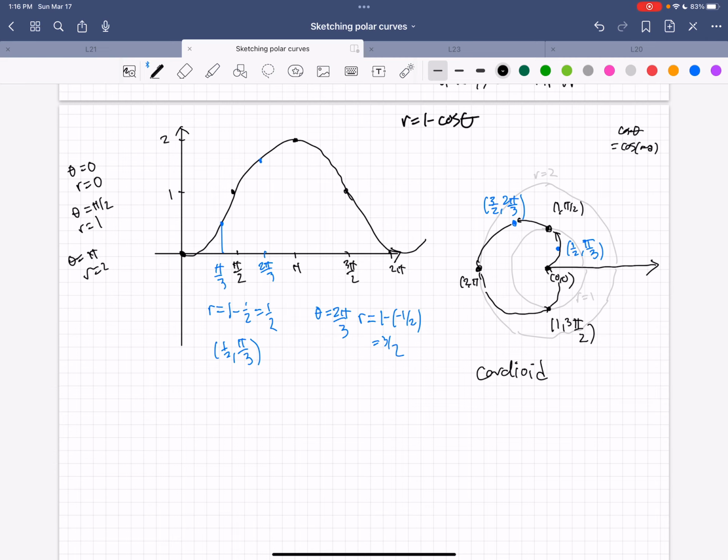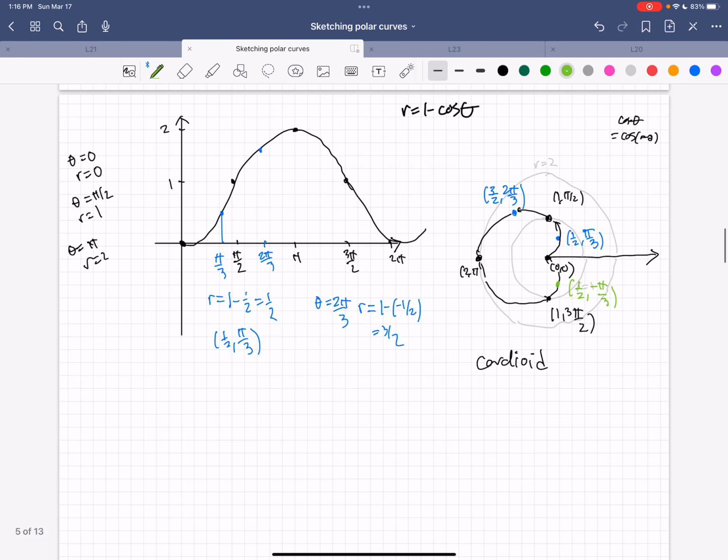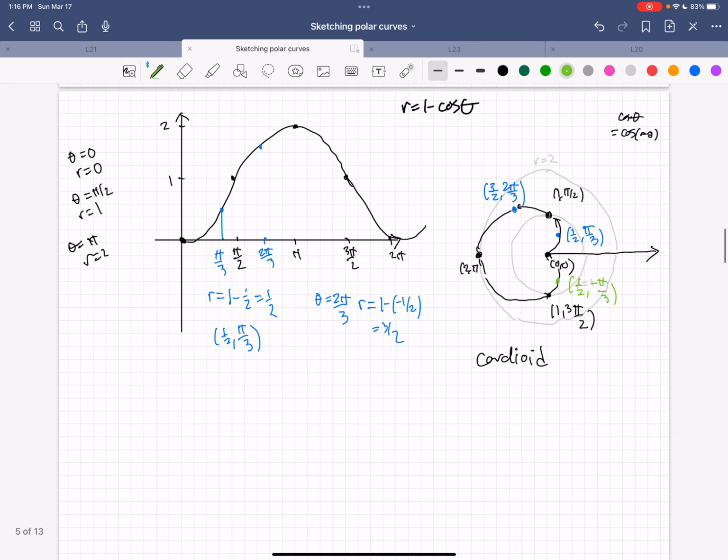Beautiful. Another point you can choose, just by looking at this graph, we think, okay, well, if this is what happens at pi over 3, what happens at negative pi over 3? Turns out you also get a radius of 1/2, and so on. So hopefully that helps for sketching a cardioid like this.